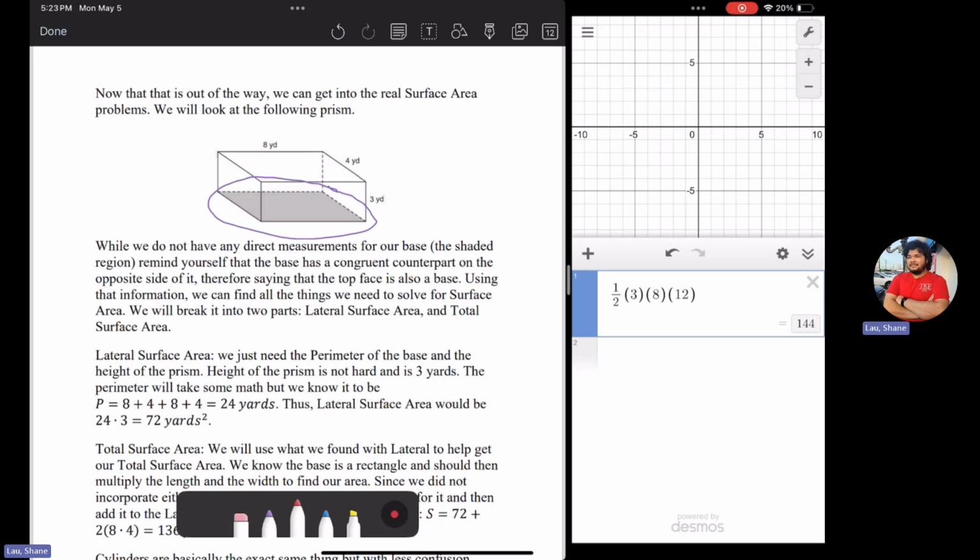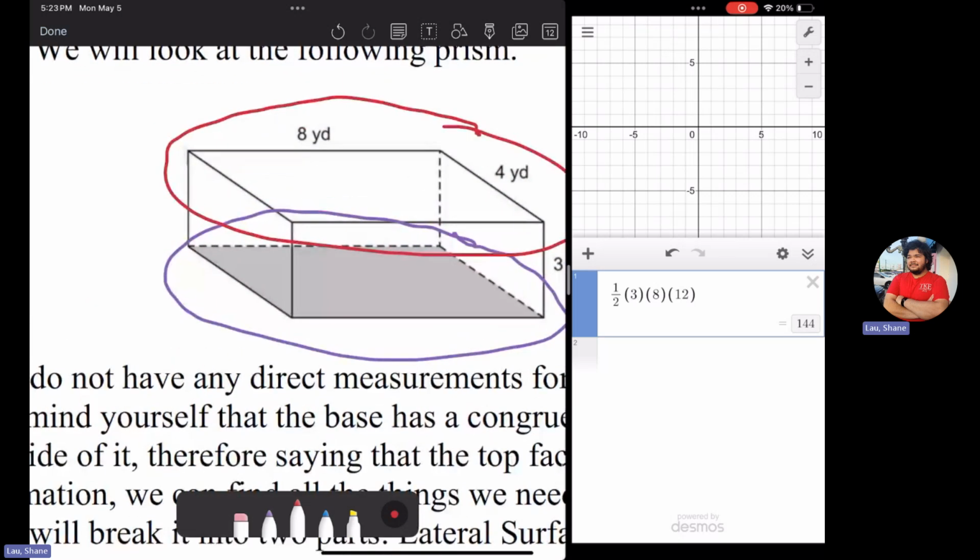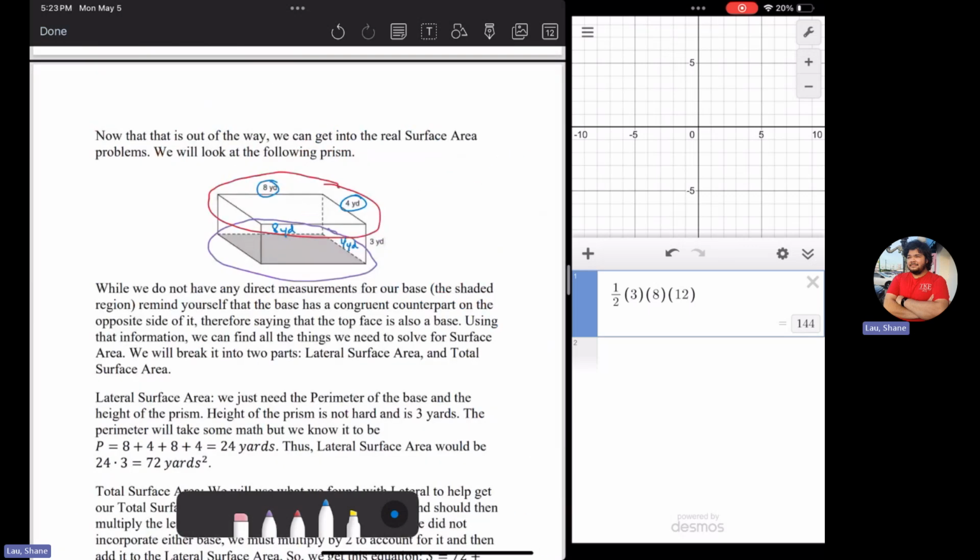But don't forget that the base has an equal, congruent other face that is also a base. So since this value right here is 8 yards, this value right there is also 8 yards. Since this value is 4 yards, that value is also 4 yards. So do not get too confused whenever you see something like that. And I've already done all the math here.